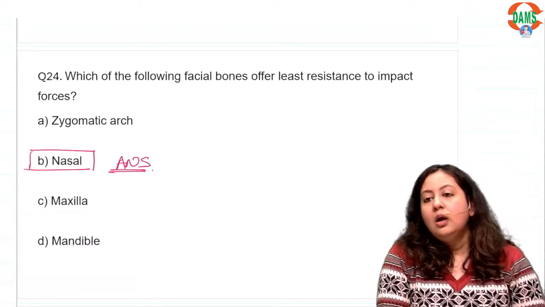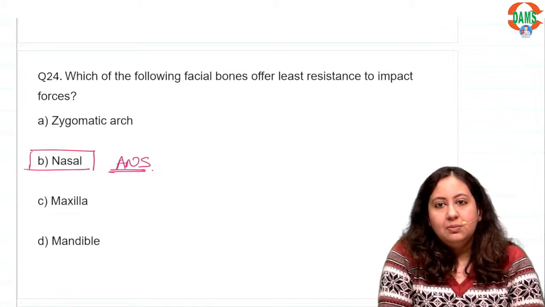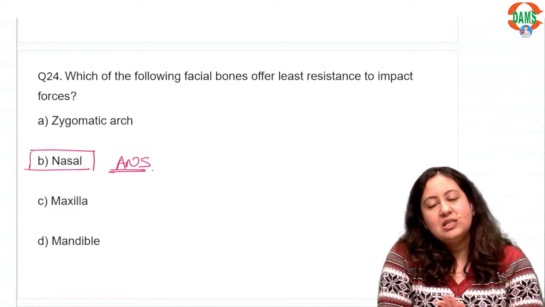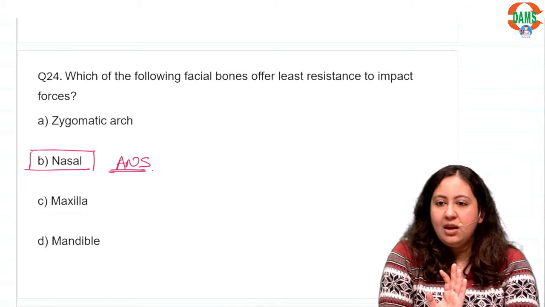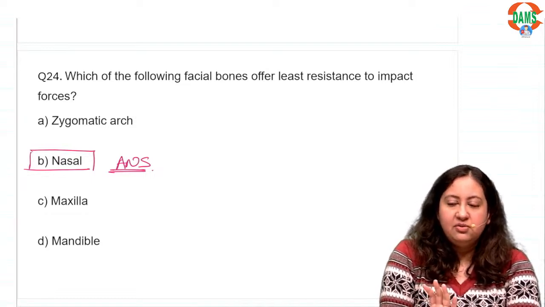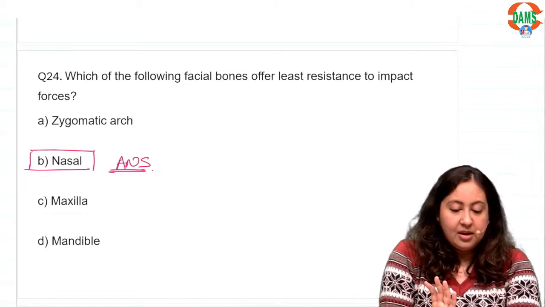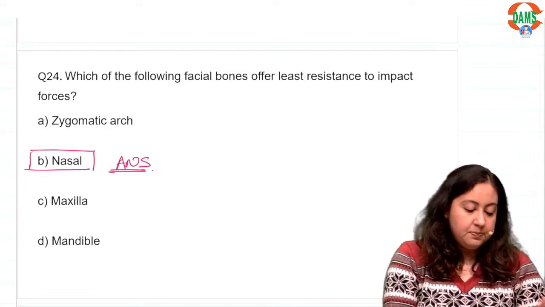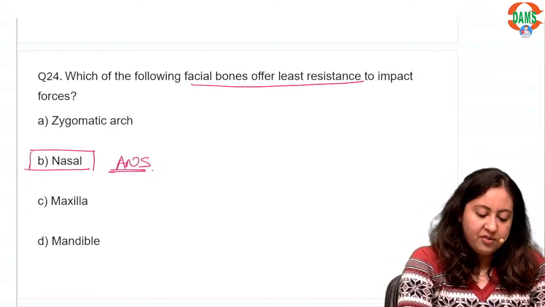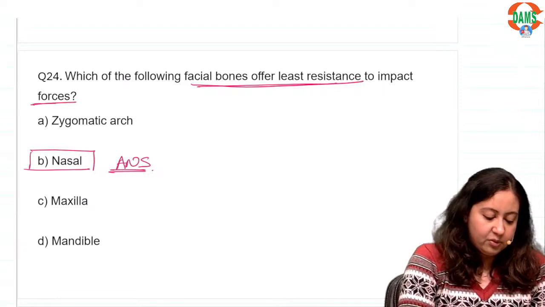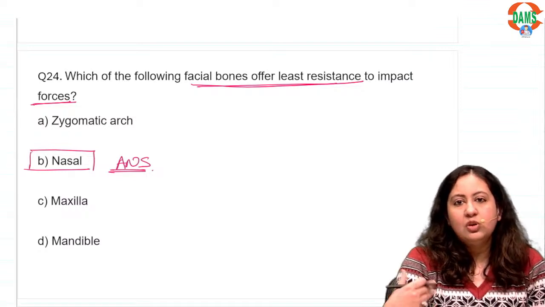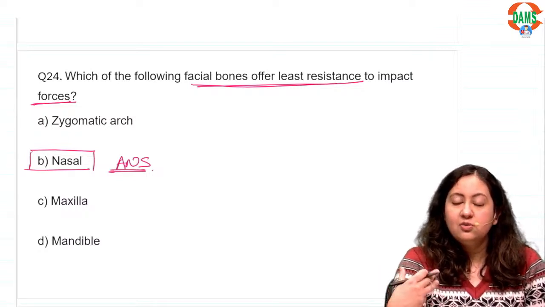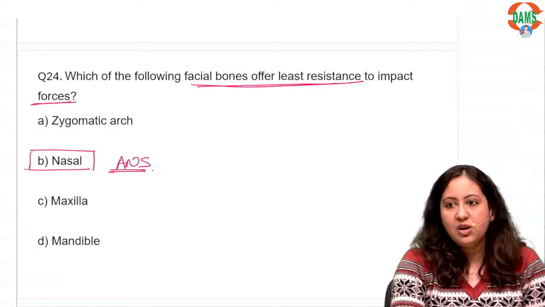Don't panic by seeing a question like this. This is basically a repeat question, just in a different guise. The language is made so fancy that students panic. The examiner has achieved its motive of making the students mark the wrong answer. Facial bone offering least resistance to impact forces is basically another way of saying which facial bone is most prone to, or most commonly, fractured.